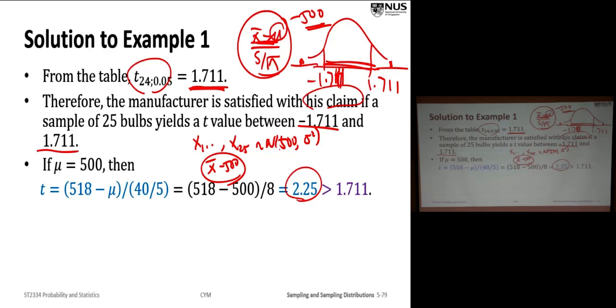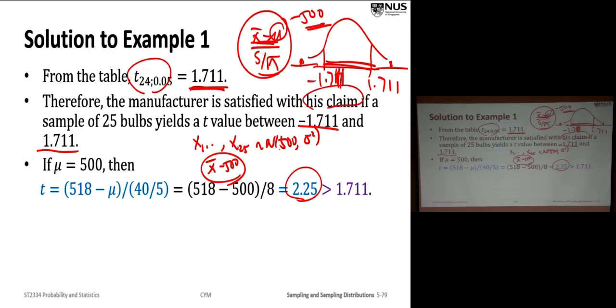If x bar is close to 500, then we don't have evidence to say that mu does not equal 500. But if your x bar, in this case, is 518, we take a sample and got x bar equal to 518. Is it very different from 500? Only an 18 difference, right? 518 minus 500, so a difference of 18. Is it big? So you cannot tell. But I can tell.